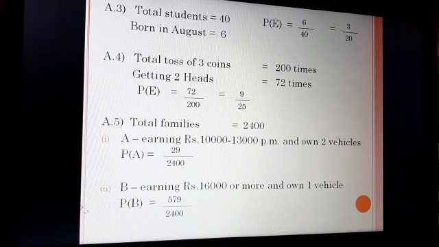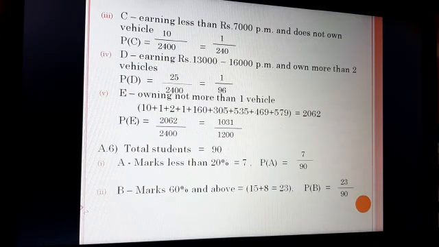In the second, earning 16,000 or more and owning only 1 vehicle. By seeing the cross section, the number was 579 upon 2400. The third question was earning less than 7,000. In that row, the 0 vehicle count was 10, so 10 upon 2400, after reducing, becomes 1 upon 240. In the row of 13,000 to 16,000 per month earning, owning more than 2 vehicles, from the section of more than 2 vehicles I took 25. So you get 25 upon 2400, that is 1 upon 96.